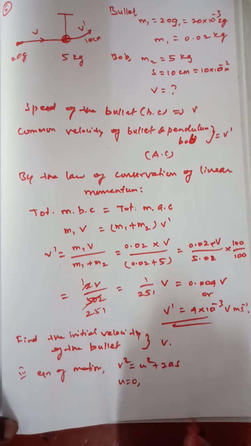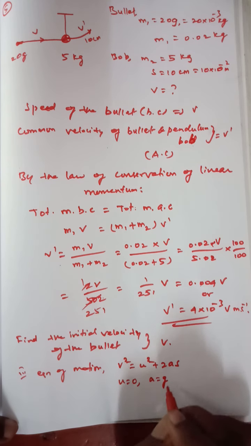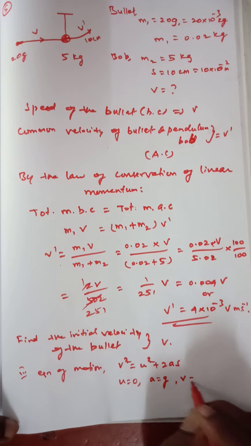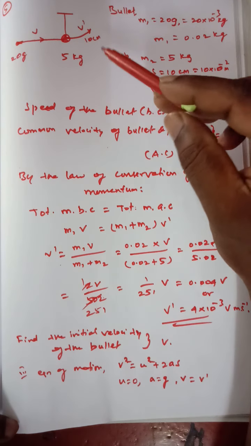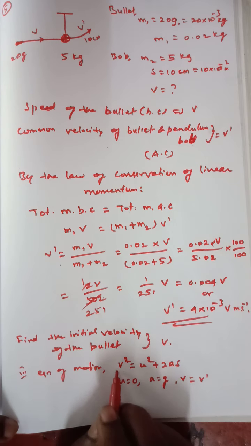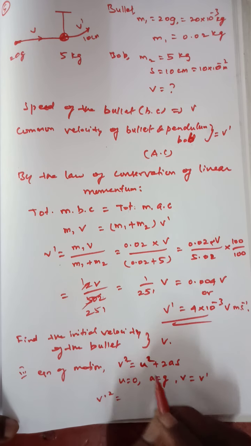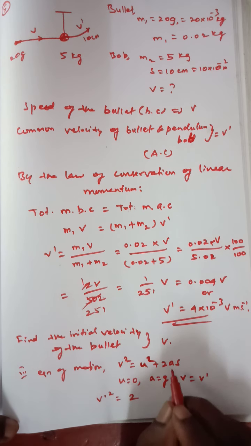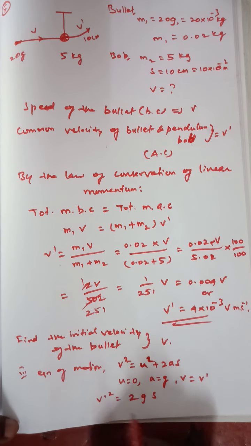The pendulum is moving in this direction, so we write acceleration a equal to g. We want v dash, that is the velocity of the bullet with the pendulum. Applying this equation, v becomes v dash, so v dash square is equal to 0 square, which is 0, plus 2gs. So v dash square equals 2gs.